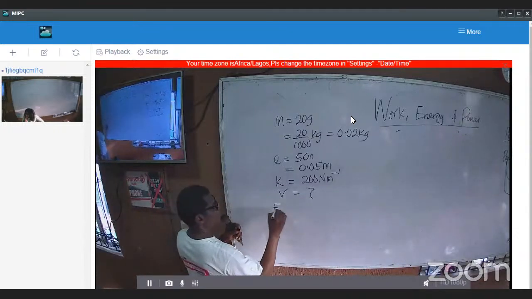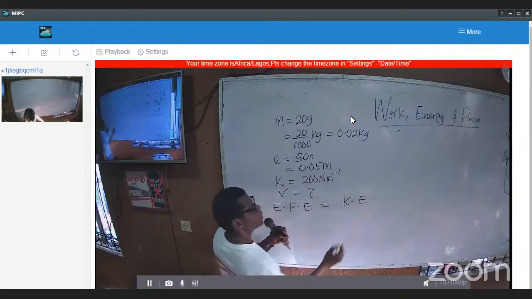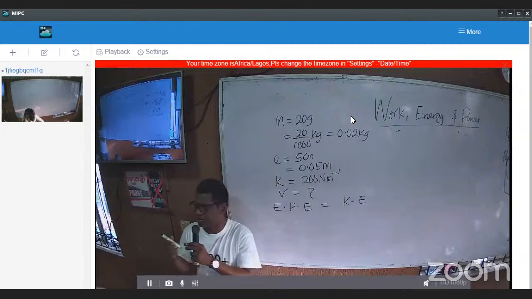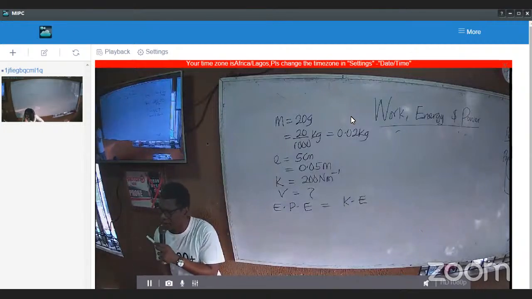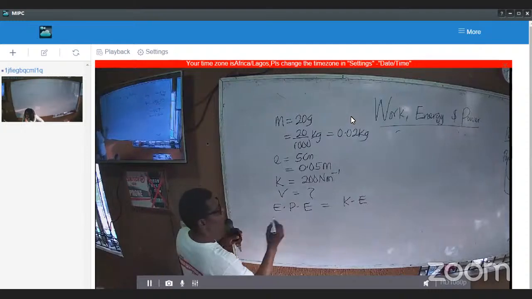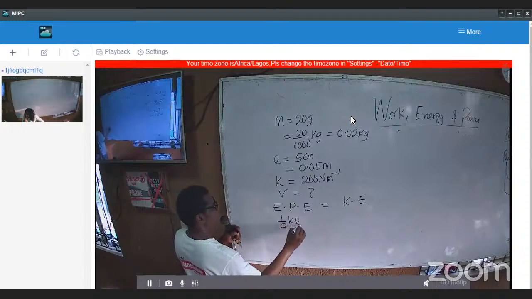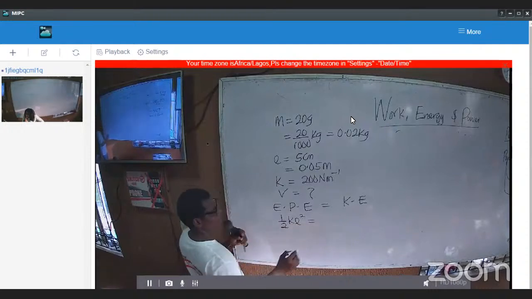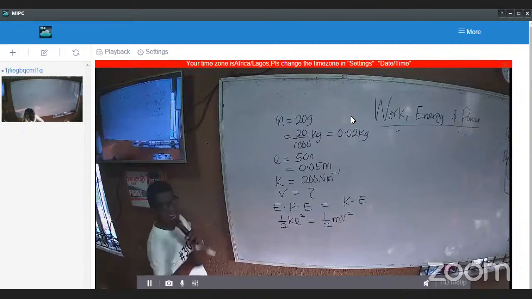So we have EPE equals KE. When you are stretching a catapult or a spring, the energy in that body is called elastic potential energy, EPE, and then we have KE. The formula for EPE is half ke squared. We still do that when we come to elasticity later today. So we have half mv squared. That's it. KE is half mv squared.